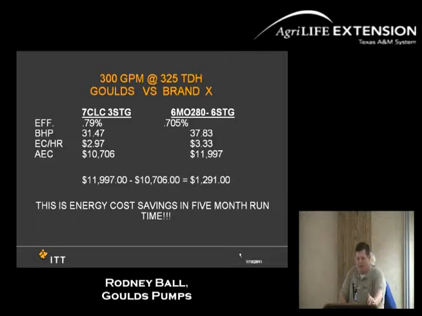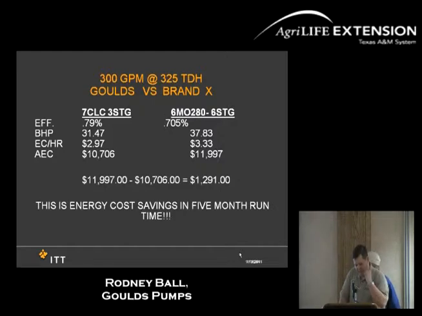Well, your brake horsepower alone, you have 31 horsepower versus 37 horsepower to produce the same amount of gallons to come to the top of the ground to feed into your pivot, to your drip, or whatever your application is. So your energy cost on the 79% efficient is almost $3, while the other one is over $3. So all in all, in one season, it's costing you over $1,200 just in energy costs to run your system, to fill your pipeline, to irrigate your system. So that is a main key for something to look at.